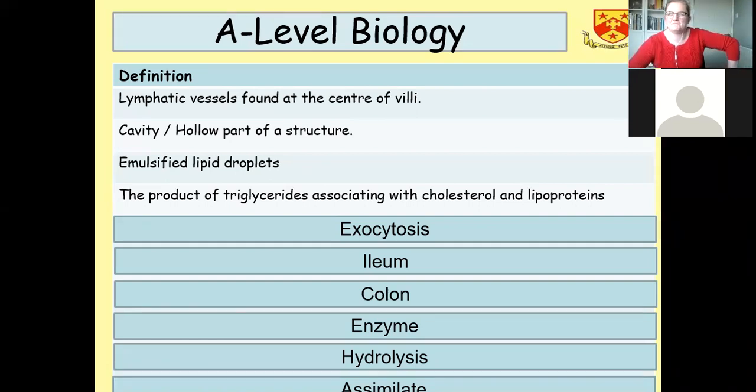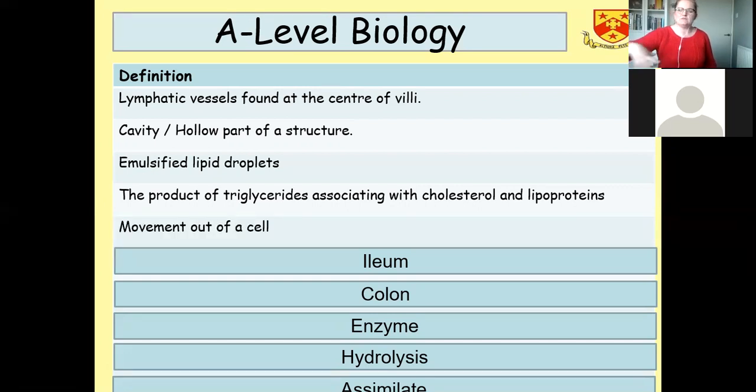Exocytosis. We spoke about exocytosis a couple of weeks ago. It's a type of transport mechanism, so similar in a way to when we've talked about diffusion, osmosis, active transport. We have exocytosis and endocytosis. And exocytosis is movement out of a cell. We're exiting the cell, usually through vesicles.